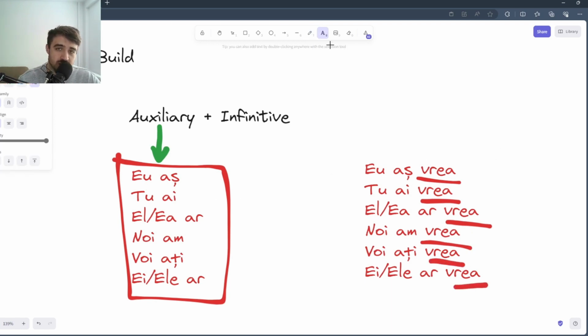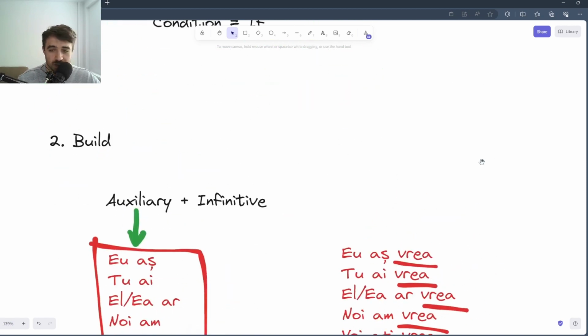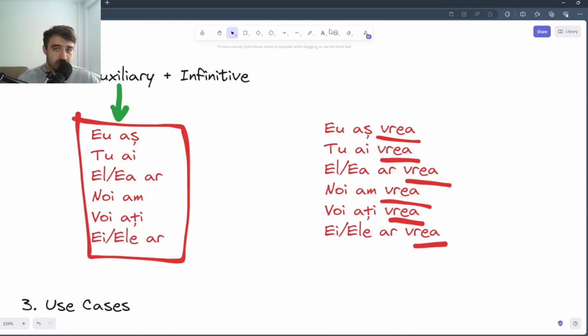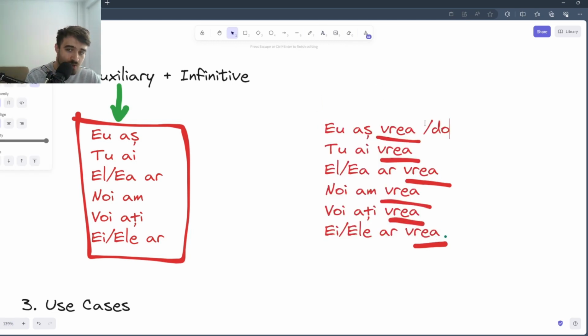This is actually the equivalent of would in English. So you would translate this like I would want, but either this or with dori. So if you have dori instead of vrea, both of them are very similar to the English would like.